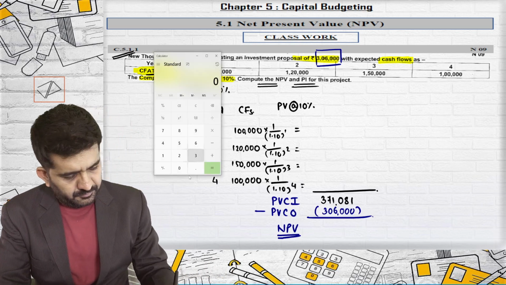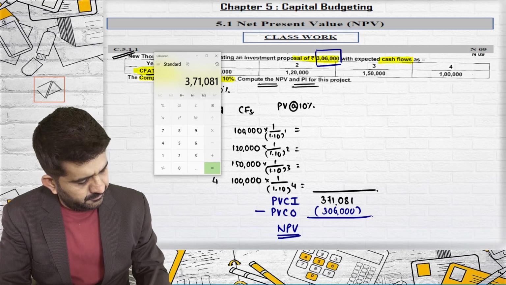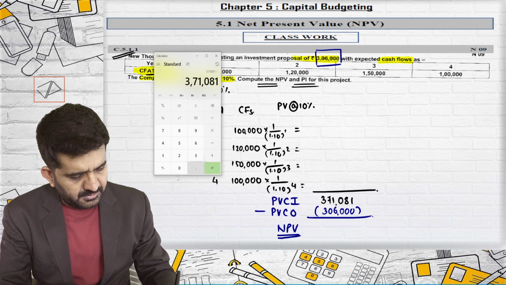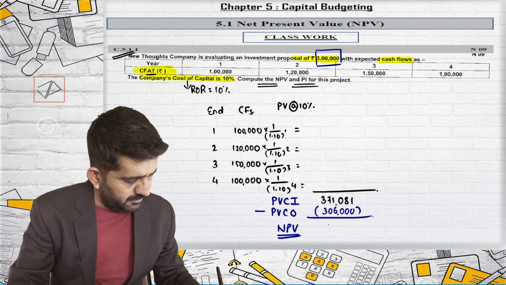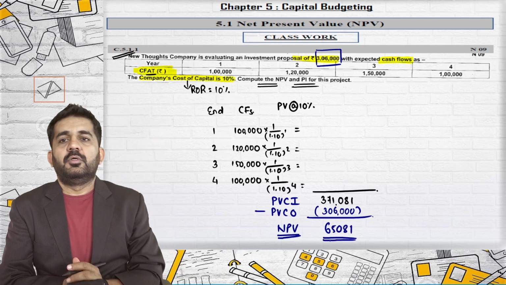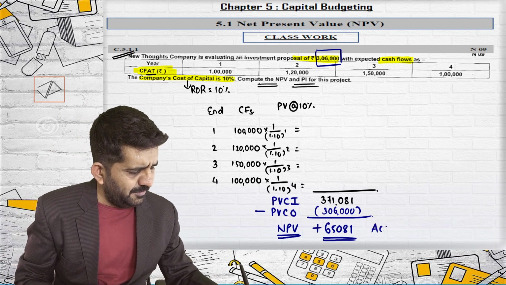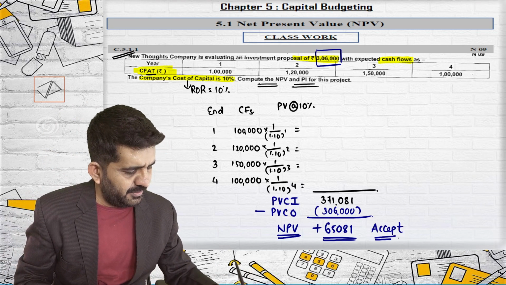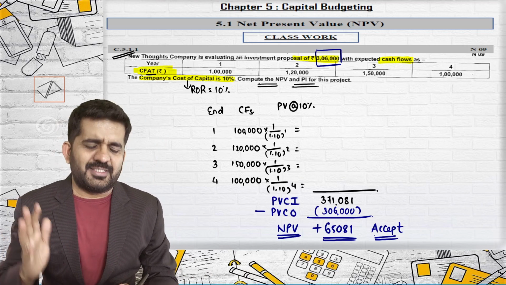NPV is 3,71,081 minus 3,06,000, 65,081. This is my NPV. Positive. I will be writing down accept the investment proposal. It is not told to comment, but still I am commenting it.